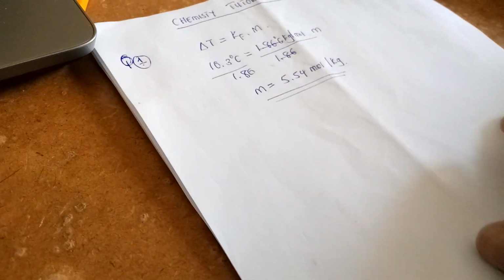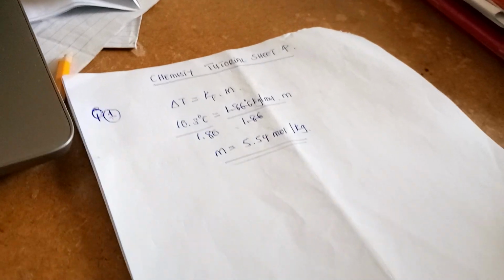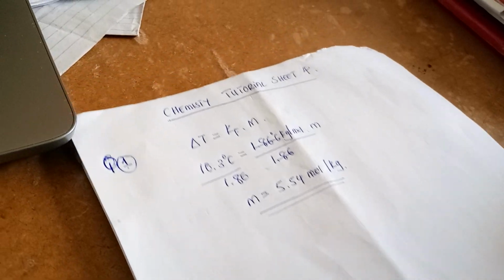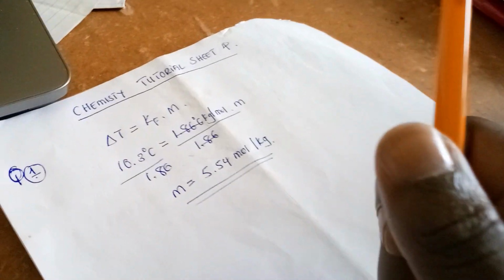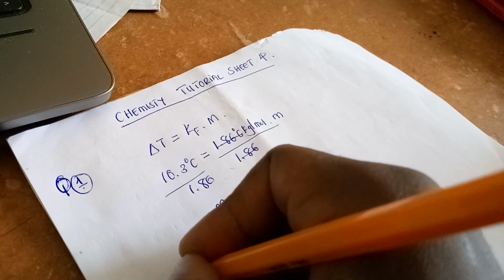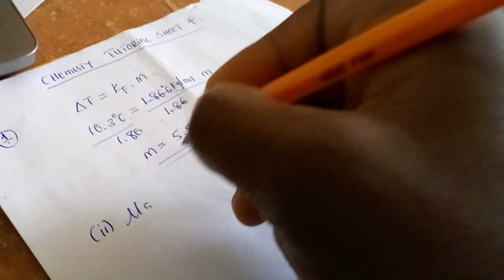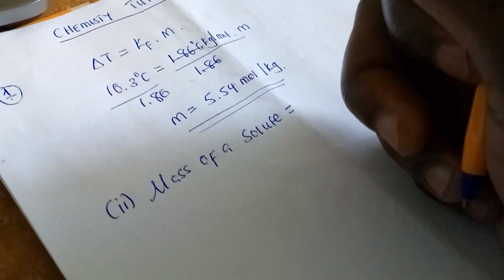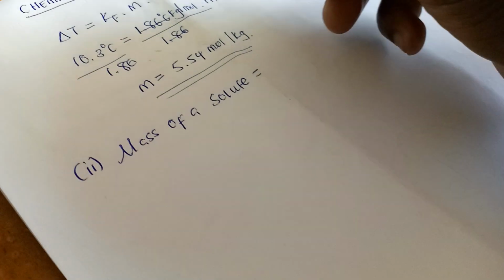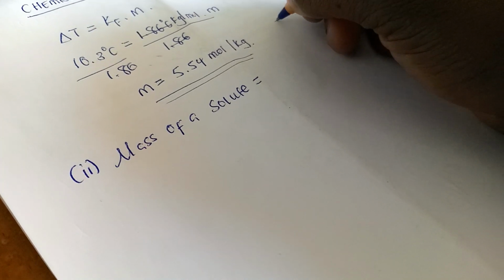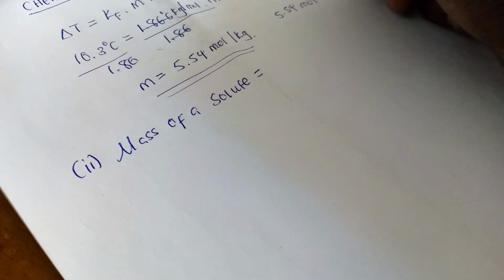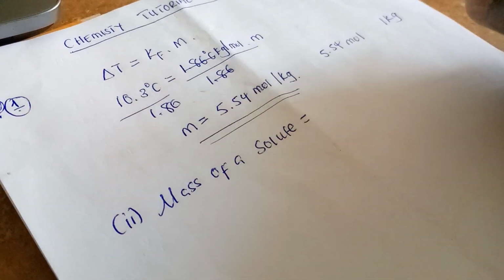Now what are we going to do to find what you have been asked, which is the molarity of glucose? First of all, let's find the mass of the solid. From this molarity, we have 5.54 mole per 1 kg, which is 1000 grams.